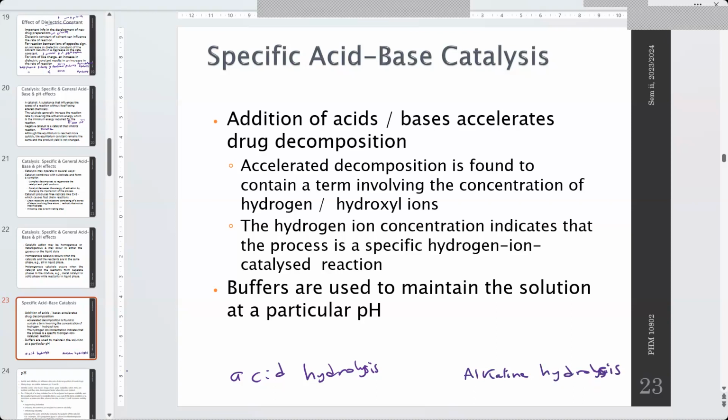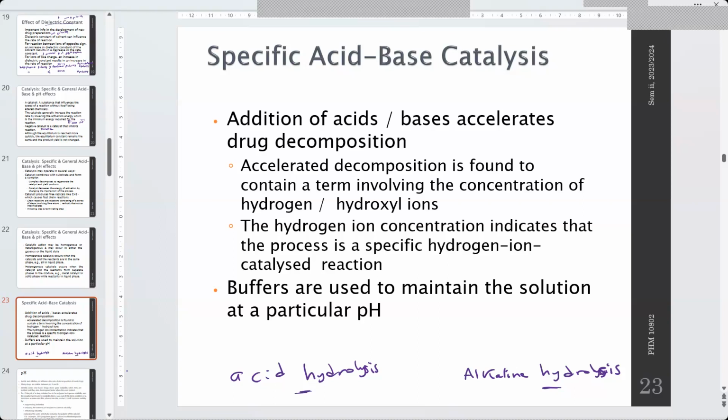Some drugs may have significant alkaline hydrolysis, they will be hydrolyzed more in alkaline pH. Some drugs may be hydrolyzed more in acidic pH. So you have to do a study and study the degradation of the drug at different pHs. And then the formulation should have an optimum pH that results in minimum degradation of the drug.